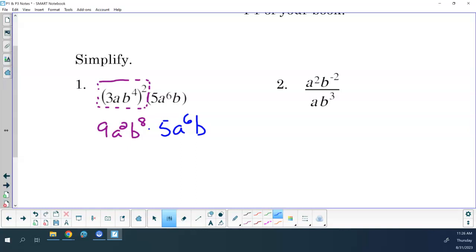Numbers go with numbers. 9 times 5 is 45. A squared times a to the 6th. So if you've got 2 a's, we multiply it, we get 6 more a's. How many a's do we get? We get 8 a's. So we're going to say a to the 8th. How many b's? 9 of them. So it'll be b to the 9th.